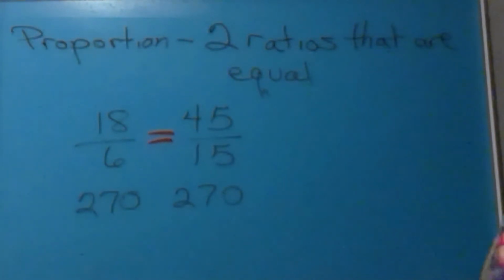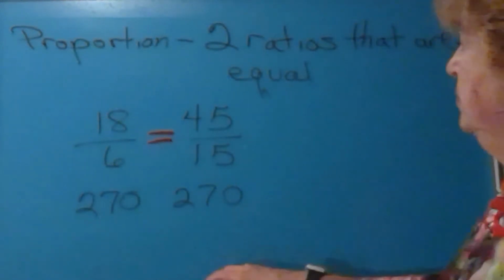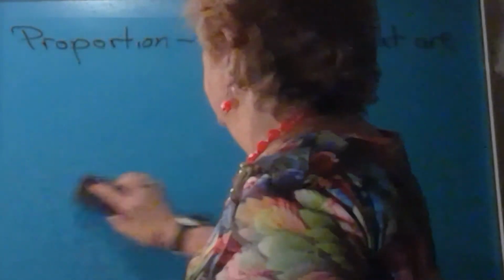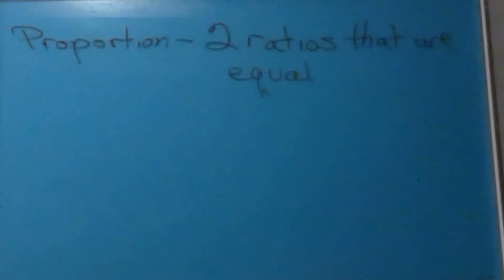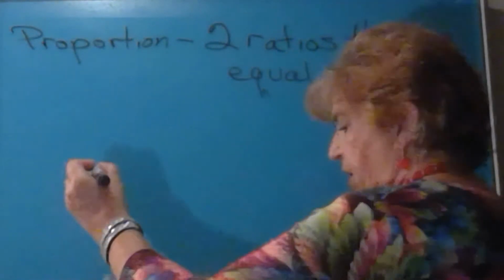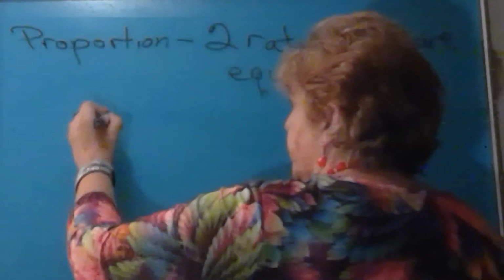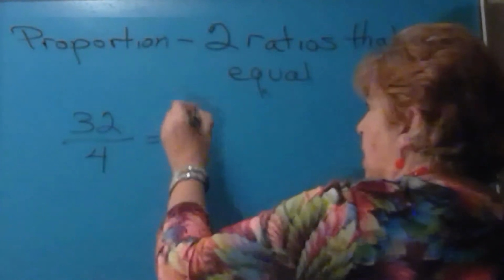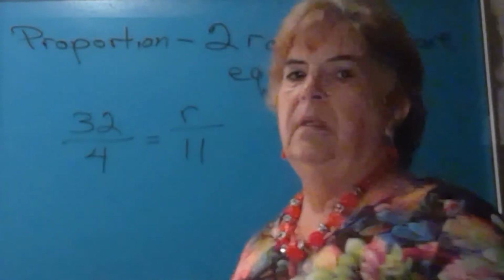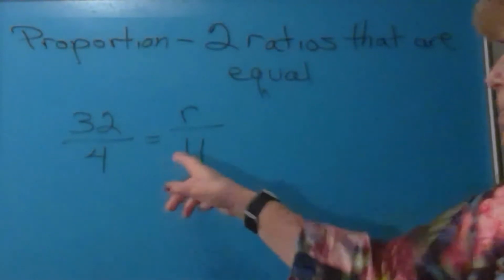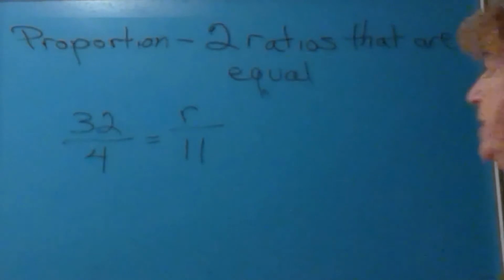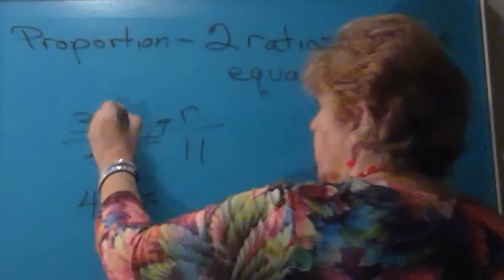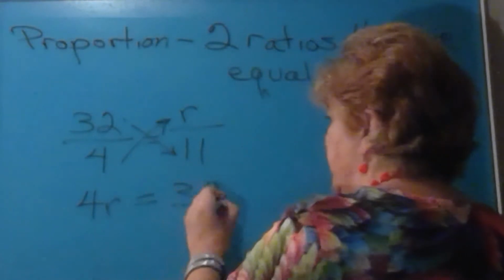You may be given some examples that don't give you a proportion. Well, what if we don't have all the numbers we need? Let's say we have a proportion 32 over 4 equals r over 11. Well, I certainly don't know what I can multiply 4 by to get 11, but I can take the cross products. I get 4 times r equals, and that gives me 32 times 11.